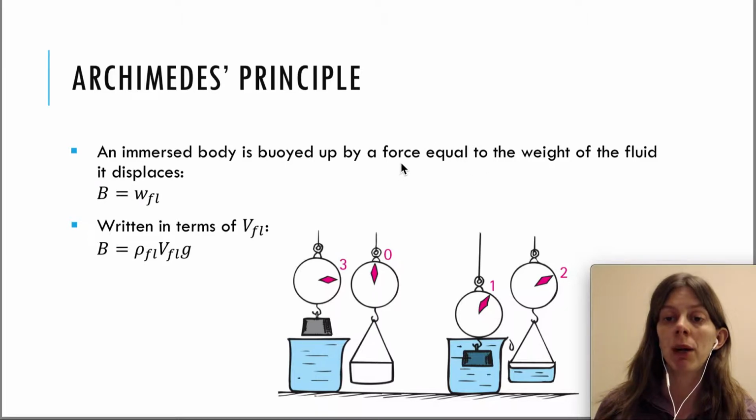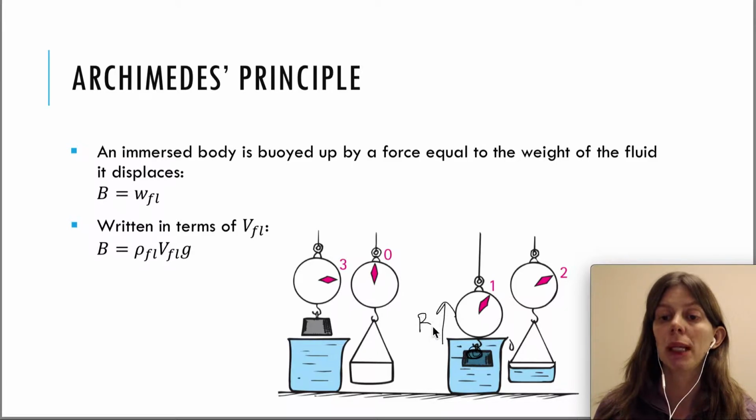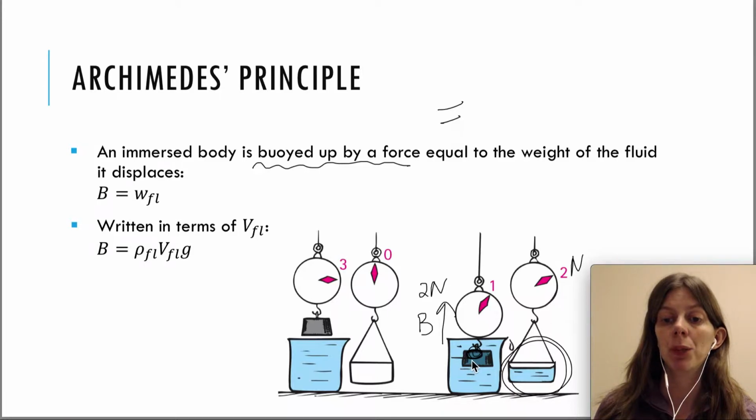And this is really a mouthful, and that's why I really like to explain it with this picture here. What Archimedes' principle is saying is that this object that's in the water experiences that buoyant force, B, right? It's buoyed up by force. The buoyant force it experiences is equal to the weight of this fluid right here. This buoyant force must be 2 newtons to equal the weight of this liquid that was displaced by the object.